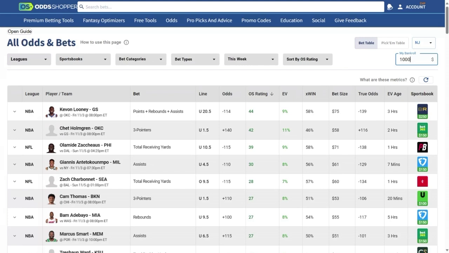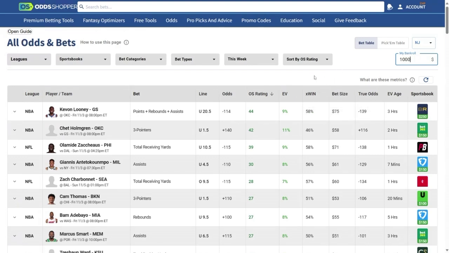Now, how does OddsShopper actually work? Well, it uses the books against themselves. So you'll often hear people talk about how sharp the sportsbooks are and how much information they have. So what we've done here is we've made a model that's weighted based on different sportsbooks and the lines they post to create a fair betting line. And then we're comparing that line against all of the lines that are available on the market to help identify the best available line and how profitable it is. And you'll see that in the different numbers that we have here on screen.